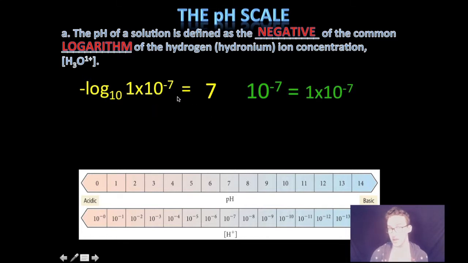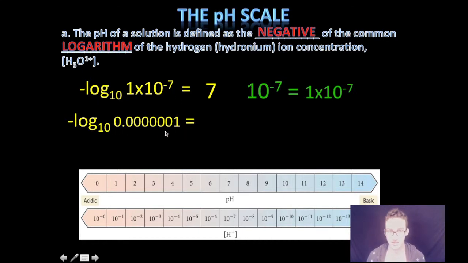But because we're taking the negative log, we're going to end up with a positive value of 7 there. I'm going to do this same calculation using standard notation. So negative log base 10 of 0.0000001 is equal to what value? In other words, what number do I have to raise 10 to get this number? And that, again, is going to be 7.